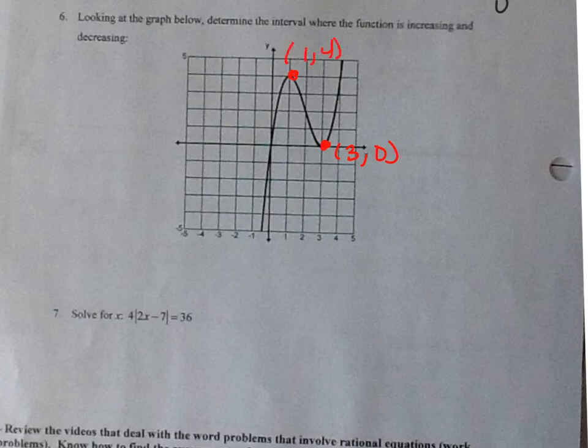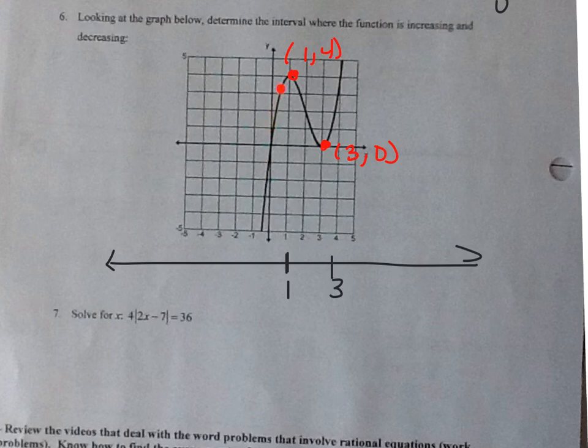So underneath, you're going to draw a number line. And you're going to plot the x values of your max and your min. The x values. So this is a 1 and a 3. So now you're going to follow the graph. So as I read the graph from left to right, my graph is increasing here. So put all pluses in here.